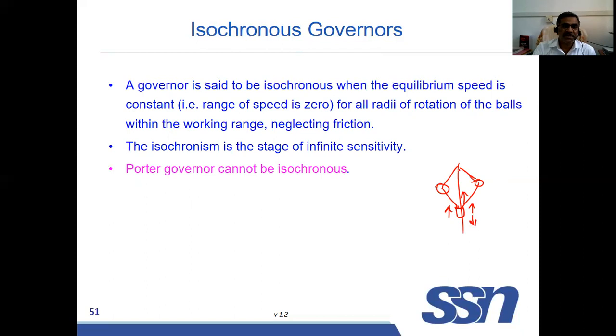Speed is constant for all radius of rotation. The radius of rotation is changing continuously without changing the speed. That is known as isochronous. This is infinite sensitivity.